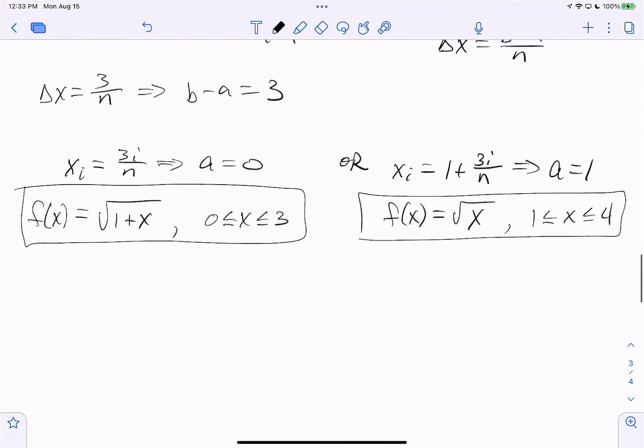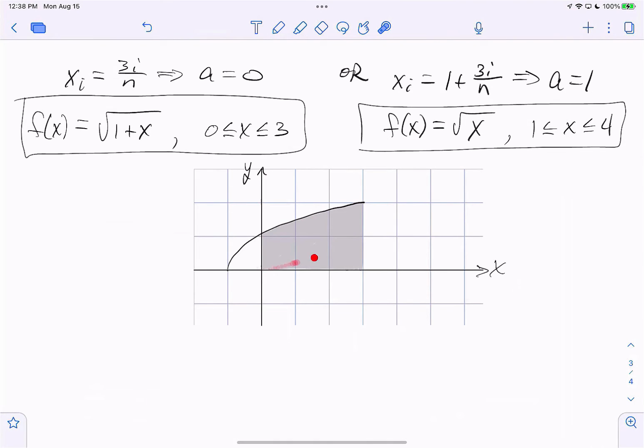How can these both be true? Here's our region in the first case. We have a square root function that is shifted to the left by 1 unit. I know that because when x is negative 1, then this is 0. And the region goes on the x-axis from 0 to 3. So we're looking at the area under the function as x goes from 0 to 3.